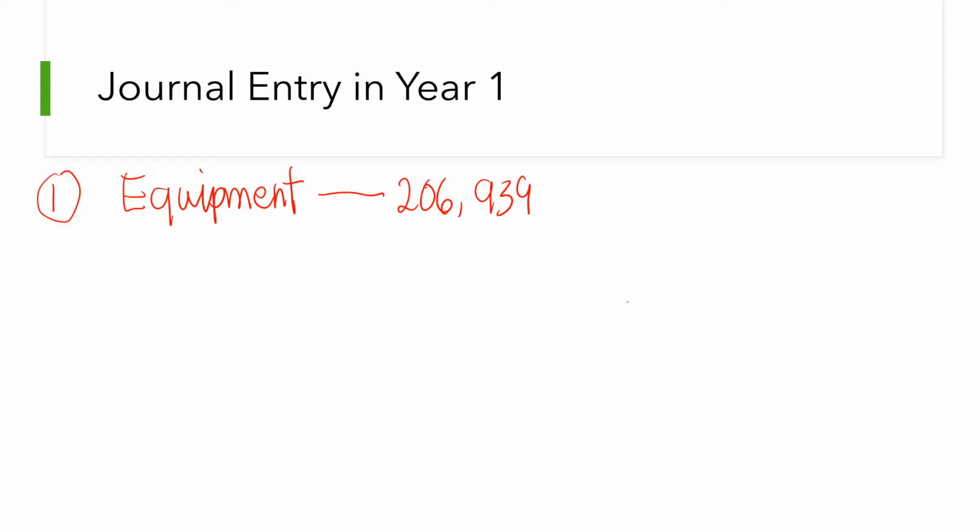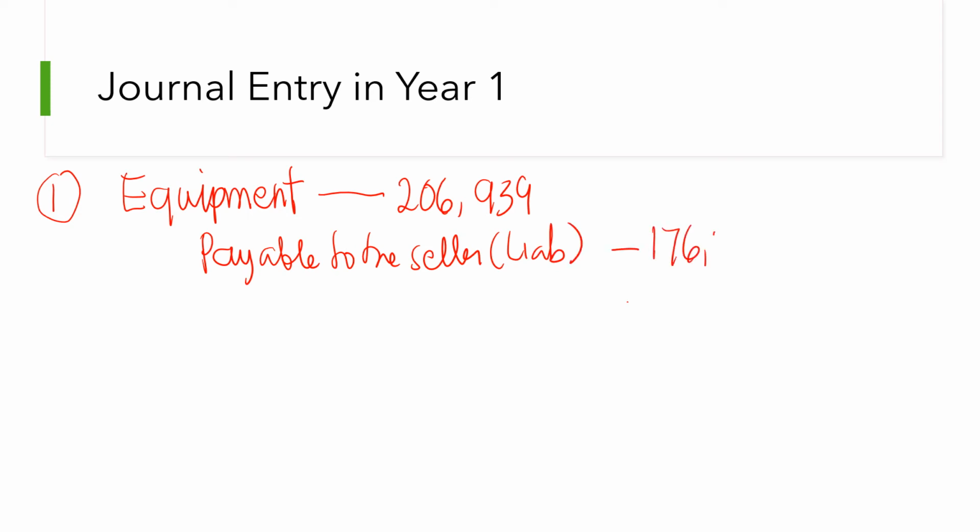So remember, the liability was paid after 10 days, and this is day 1. So we still need to record a liability. So let's use the words payable to the seller. So this is a liability. This is 176,400. So how did I compute for the 176,400? So this is 180,000 minus the cash discount of 3,600.